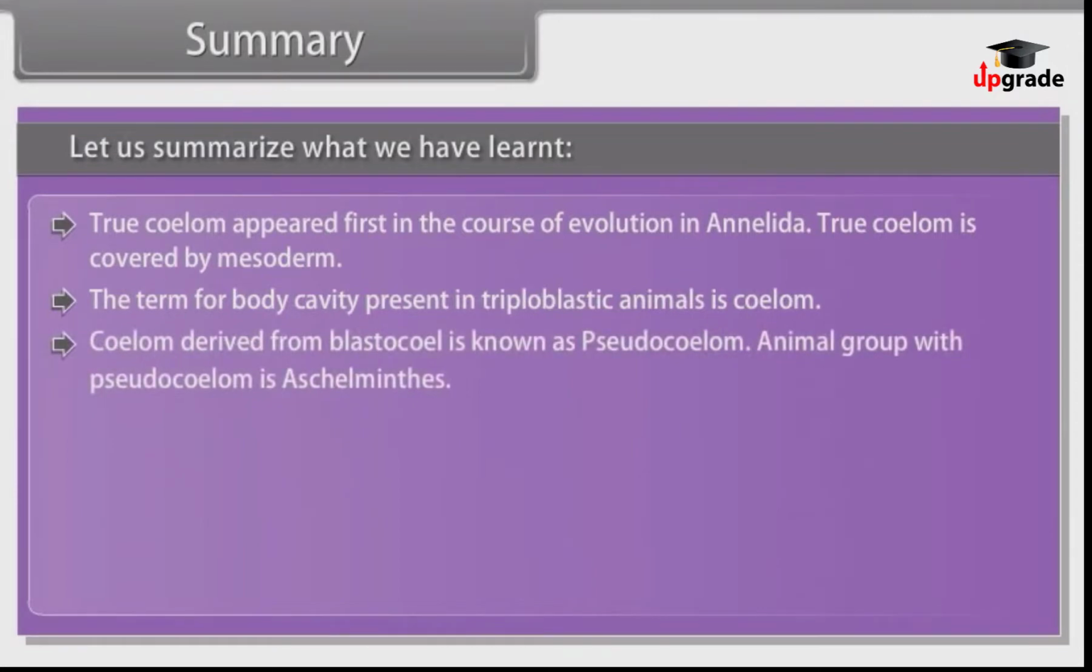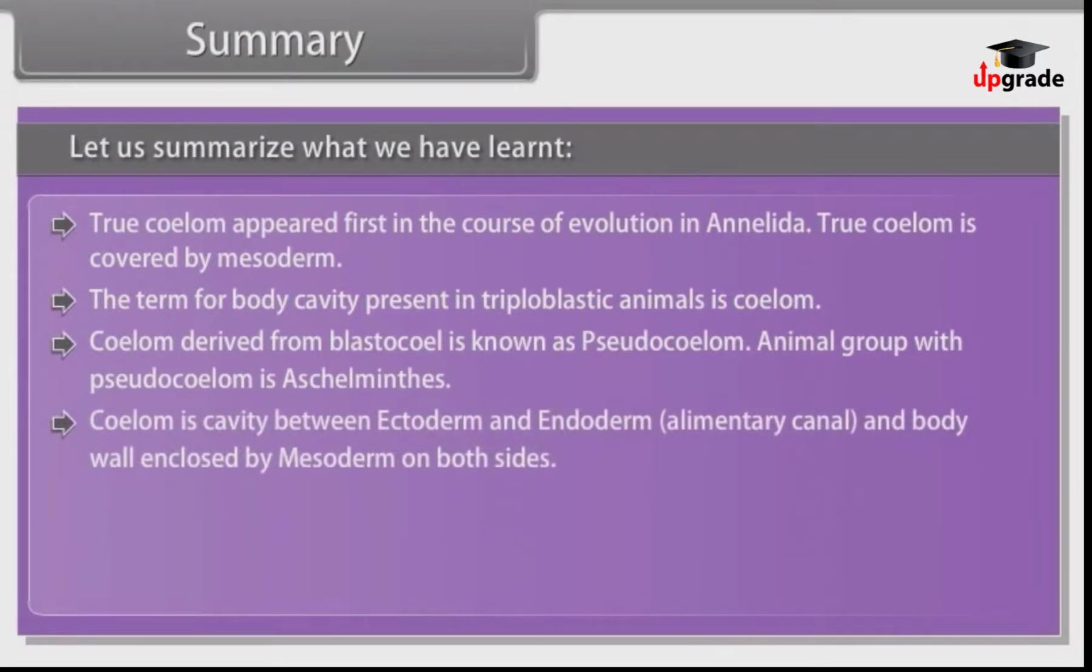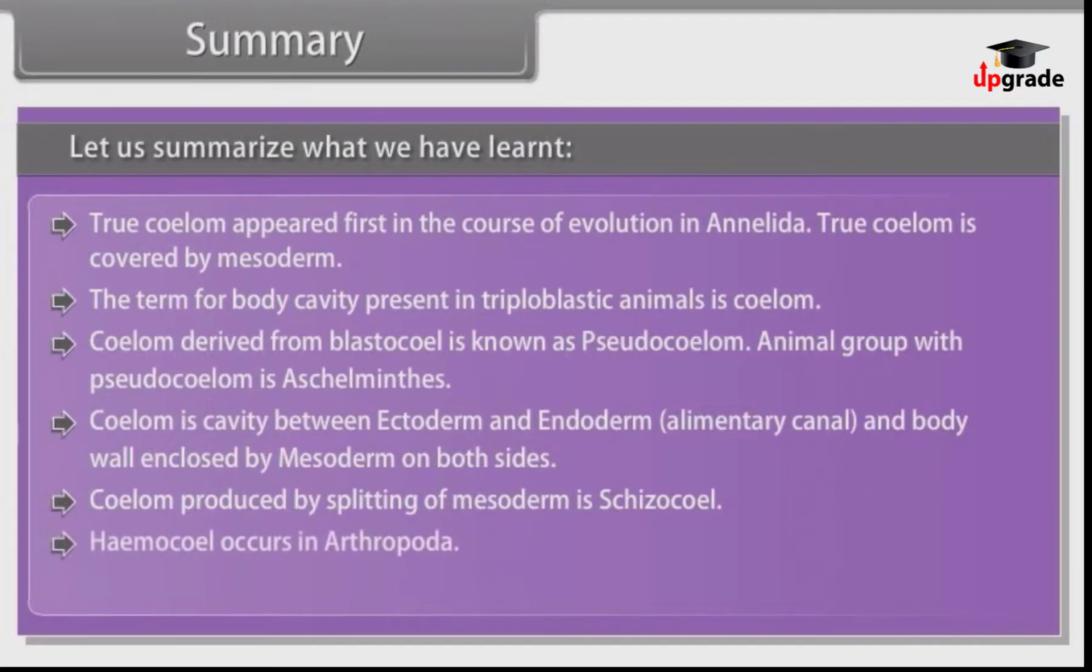Coelom derived from blastocoel is known as pseudocoelom. Animal group with pseudocoelom is Aschelminthes. Coelom is cavity between ectoderm and endoderm, that is, alimentary canal, and body wall enclosed by mesoderm on both sides. Coelom produced by splitting of mesoderm is schizocoel. Hemocoel occurs in Arthropoda. An enterocoelomate invertebrate group is Echinodermata.